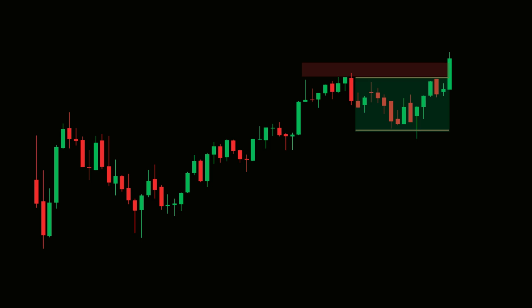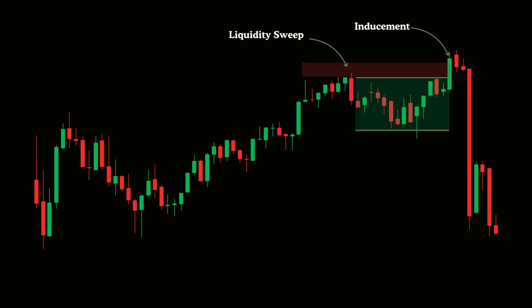However, the price quickly reversed downward, trapping them. This demonstrates how inducement candles and liquidity sweeps can serve as powerful trade entry signals. Now that we've understood fake breakouts, let's move on to the next example.